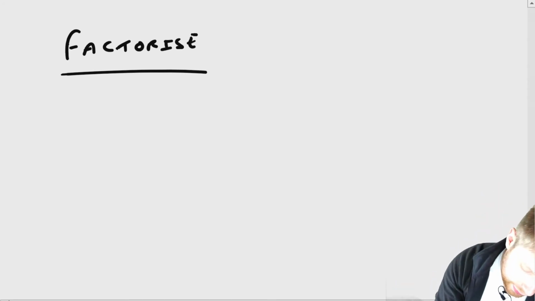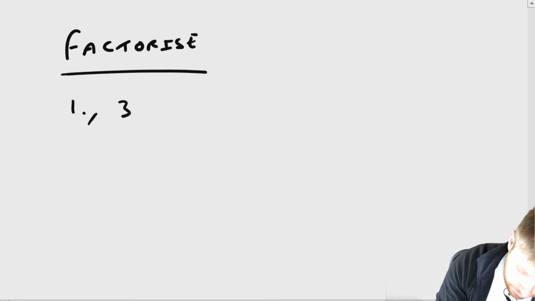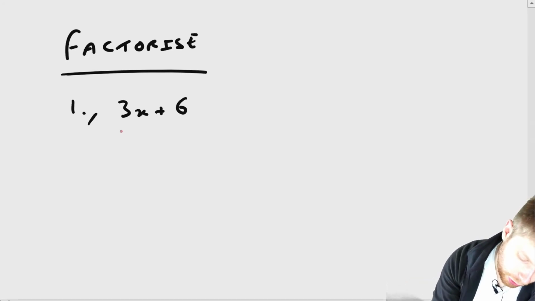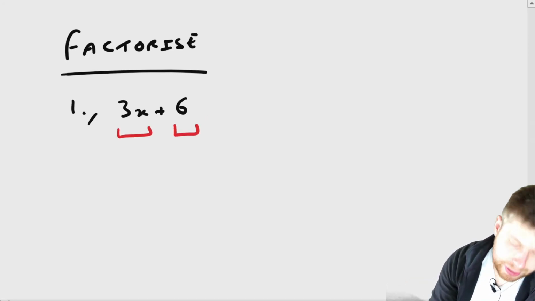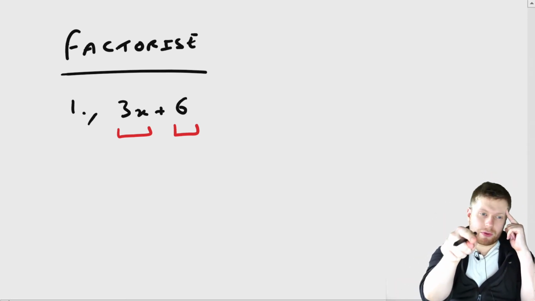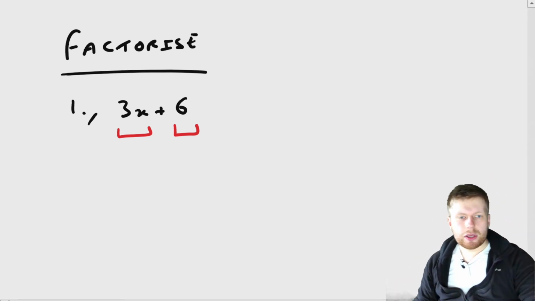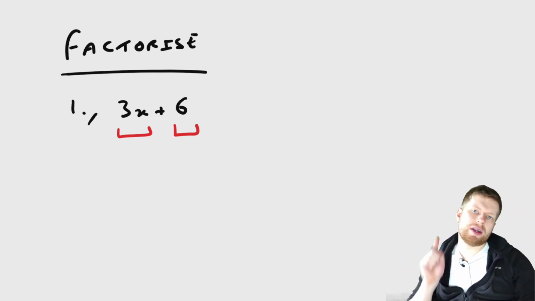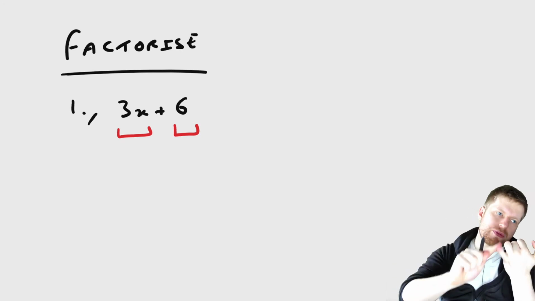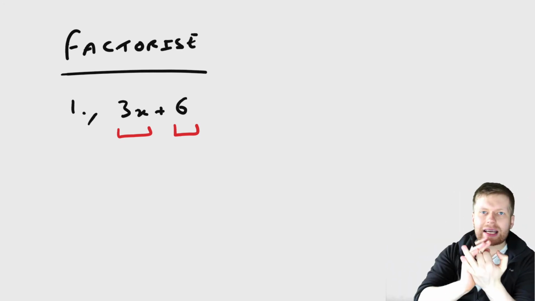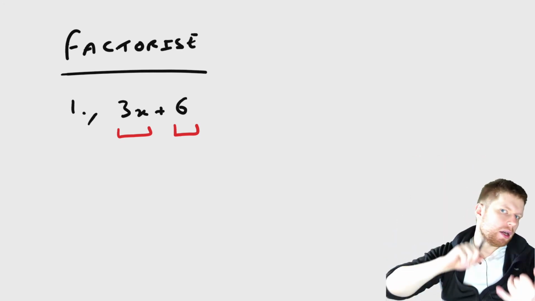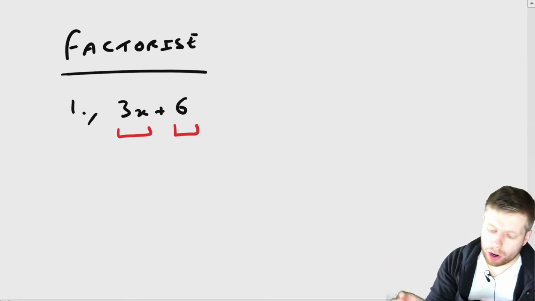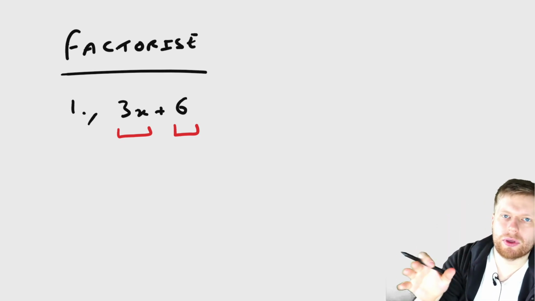So let me give you something like 3x plus 6. Here I've got two terms, and I need to look at those two terms. I've got the 3x and I've got the 6. Now let's focus on the numbers first of all. Ignore the x, I need to find myself a number that is a factor of both 3 and 6. Remember, factor means goes into. So find me a number that goes into both 3 and 6. Well, I think 3 works. And you want to try the highest number that goes into both.